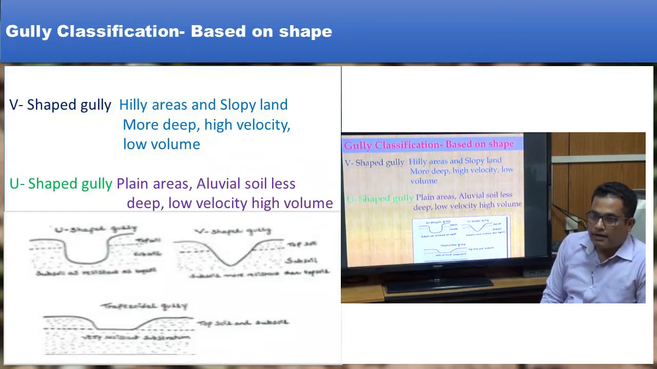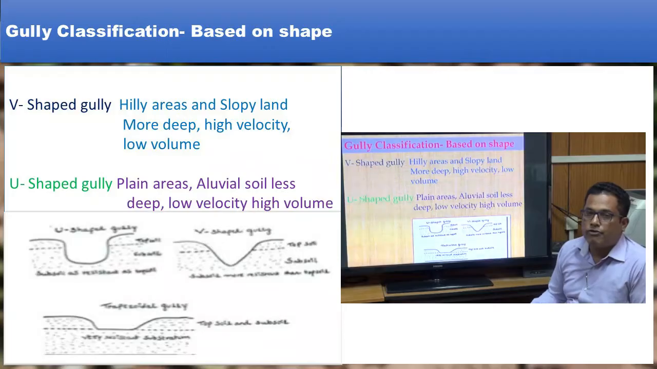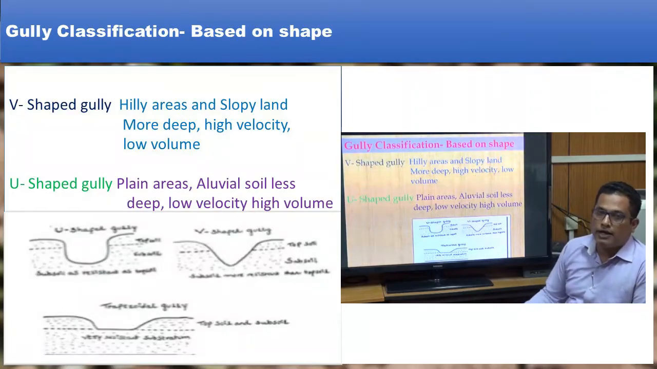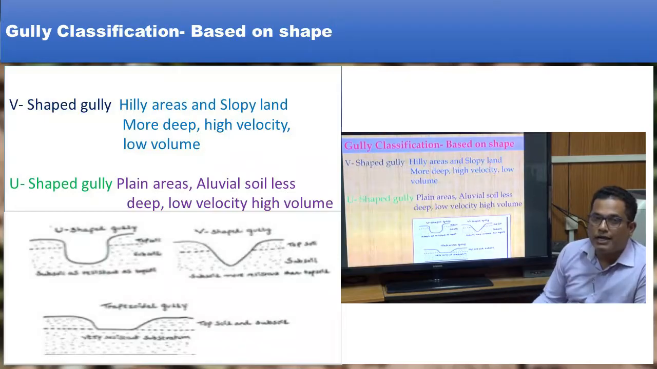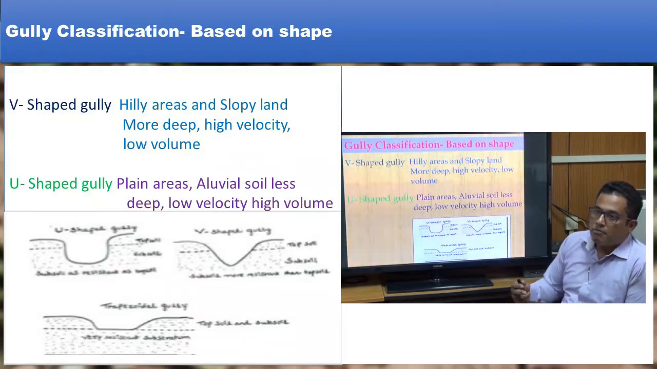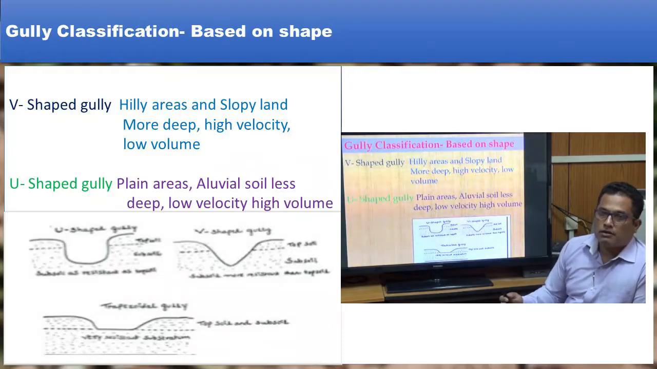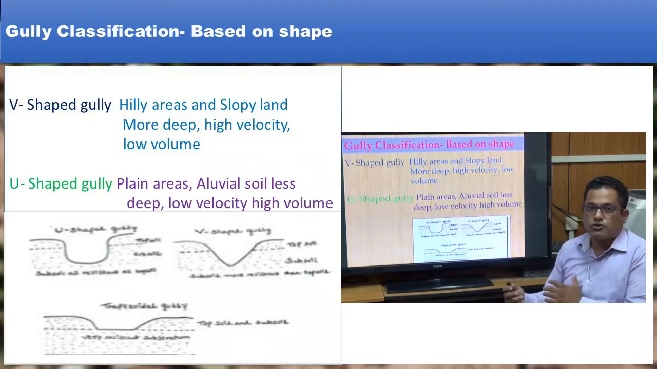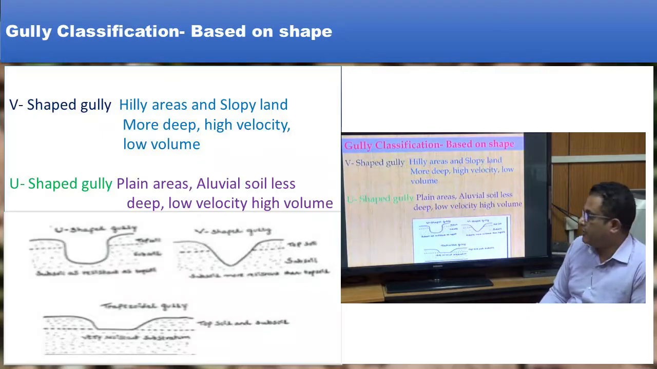Now gully, you may wonder why we are putting more emphasis on gully. As we have told at the start of this class, control of gully erosion is one of the main objectives, or one of the major workloads, for any soil and water conservation activity.